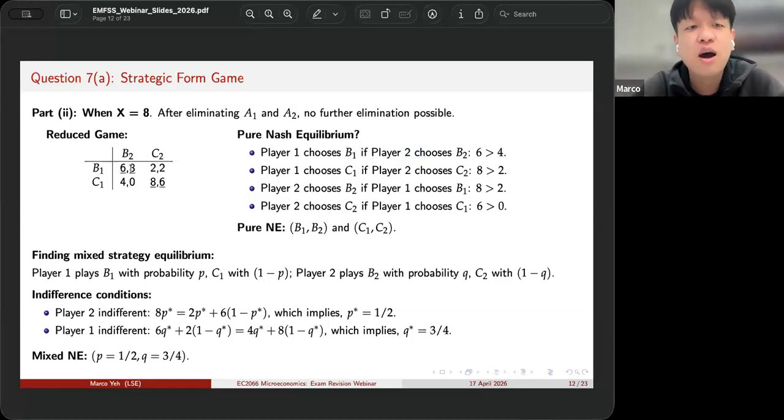For simplicity, you underline the resulting payoff in the 2x2 matrix, and you see we have 2 pure Nash equilibrium in this case. It is B1, B2, and C1, C2. Okay? Hopefully, you're familiar with how to find the pure Nash equilibrium by finding their best response. Let's see if we have one.